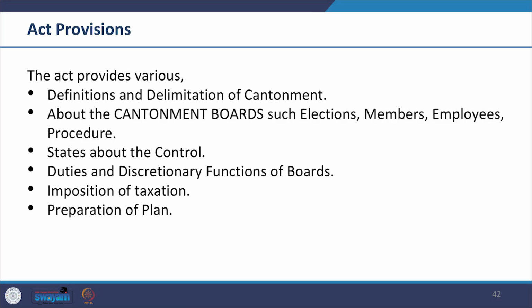Further, we'll quickly browse through the Act. So we see that there are definitions and delimitation of the cantonment. There are details about the cantonment boards and their elections, members, employees, and procedure. They also state the control. They also specify the duties and discretionary functions of the boards, what kind of taxes they can impose, and then they're responsible for preparation of plans and then the control over the buildings. So there are many other responsibilities. I have just selected a few of them to be discussed here very briefly.